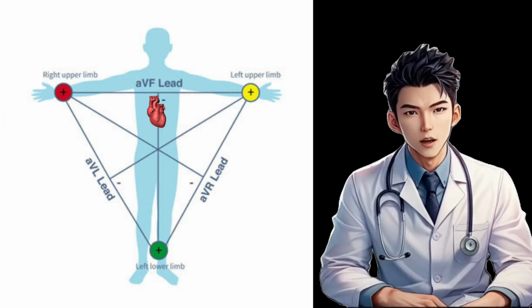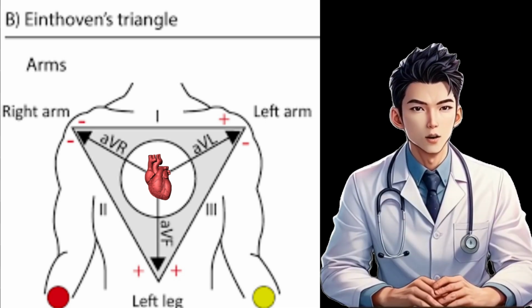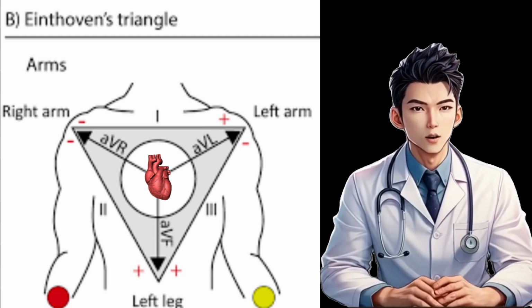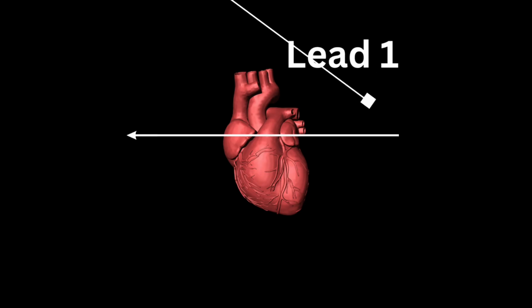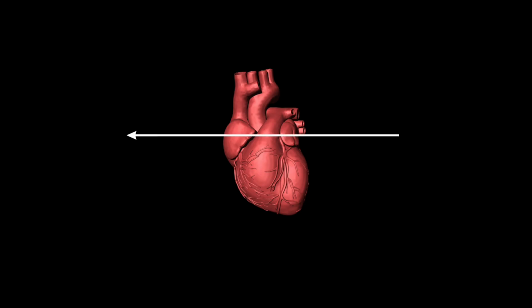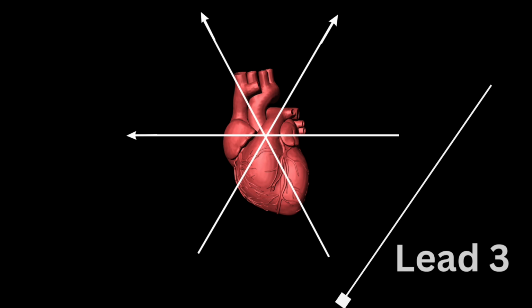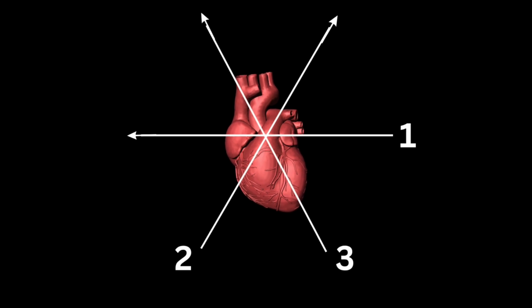In hexaxial leads, we have lead 1, 2, 3, AVR, AVL, AVF. Now what we will do is move these vectors and make them pass through the heart, and then you will get an idea of where these leads are actually looking. If you pick up lead 1 and place it over the heart, it will look like this. If you take lead 2 and place it over the heart, it looks like this. You do the same with lead 3. You pick it up, put it over the heart, and we get an axis plane like this.